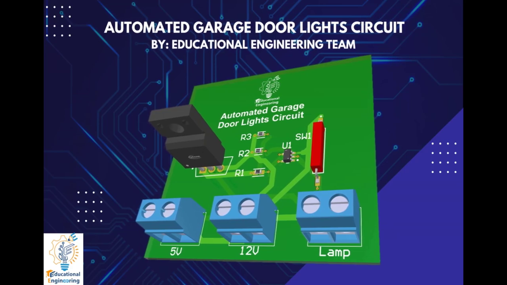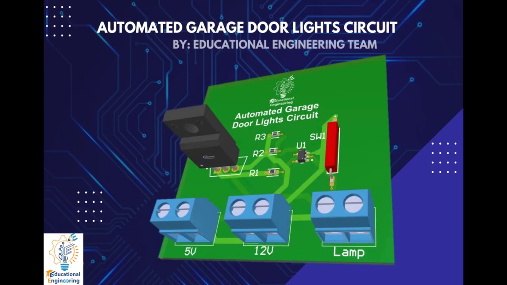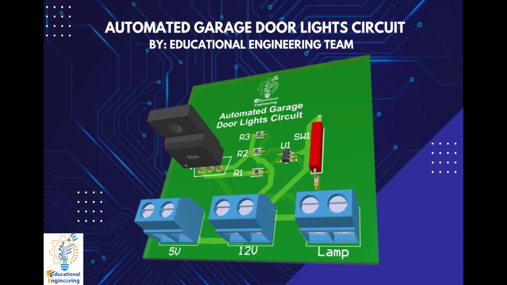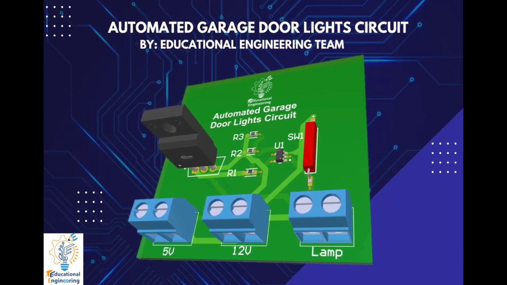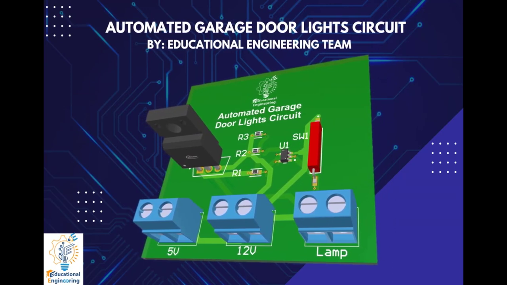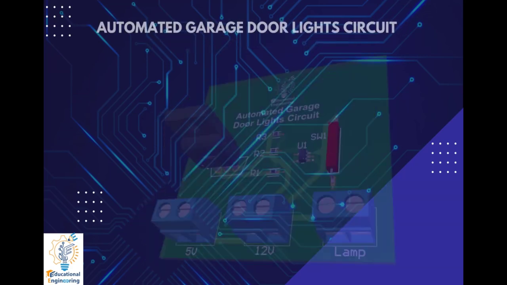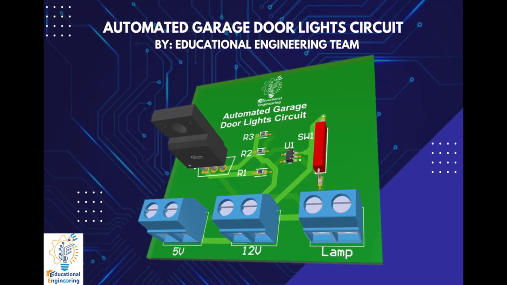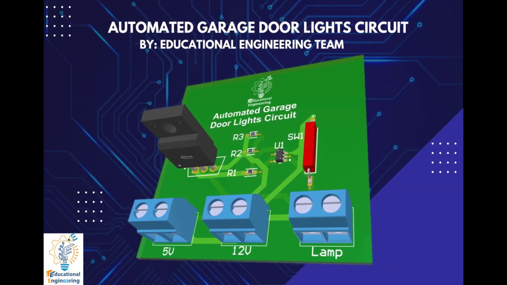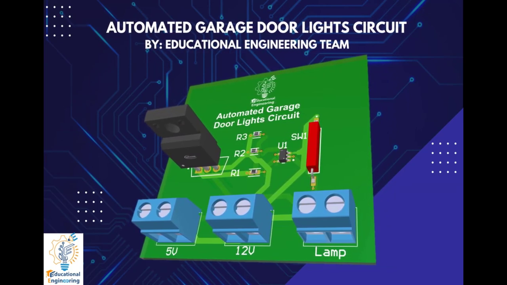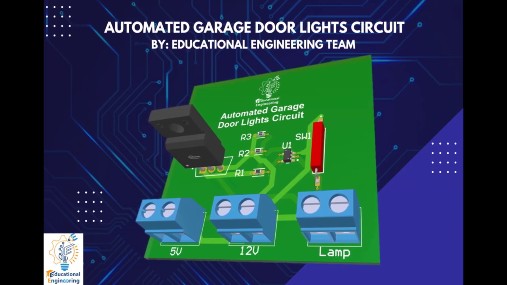Hi, and welcome again to another video. Today, we're gonna learn how to design a simple automated garage door light circuit using Altium Designer. So this board is quite simple and uses a few discrete components to operate. It only includes resistors, an IRF630 transistor, a lamp, a NOT gate, and a reed switch.